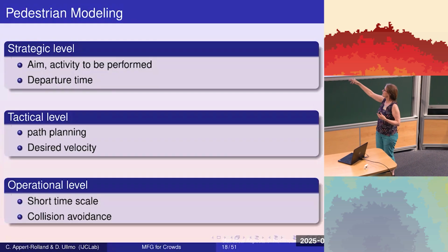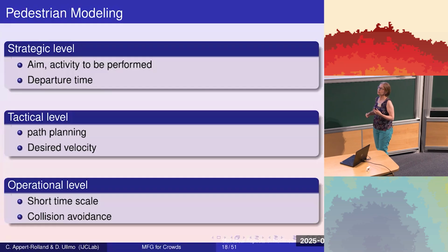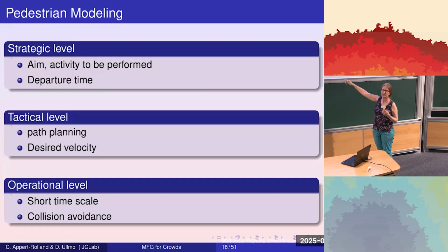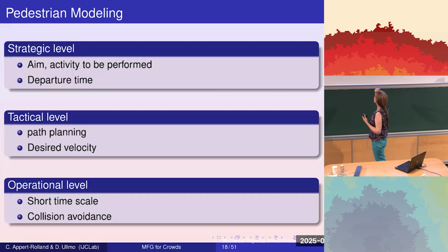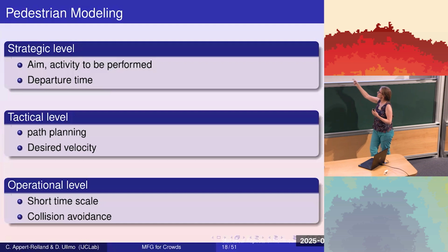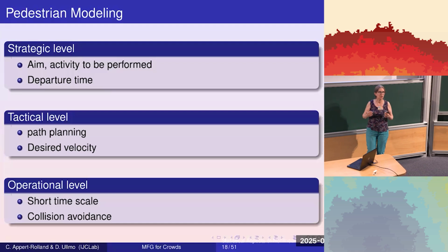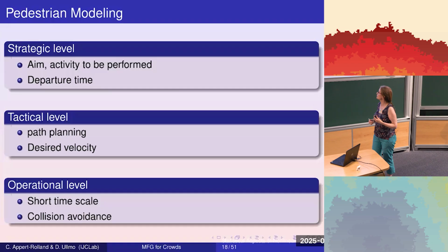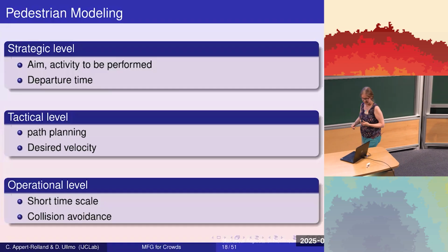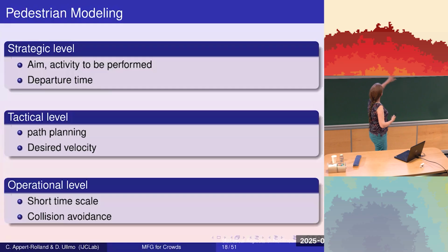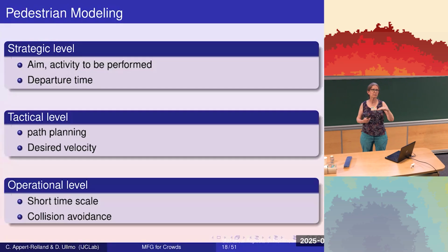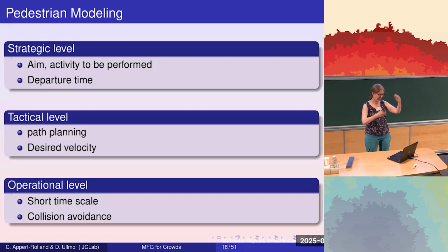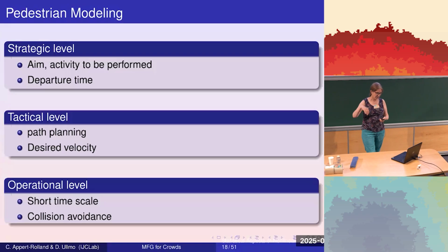And then you have the operational level, and what we call pedestrian models usually refer to this last level. The idea is to avoid collisions and to adapt your real trajectory to what is happening. And usually we consider that the tactical level and the operational level are separated, that we can do them first, find the desired velocity, and then avoid collisions.